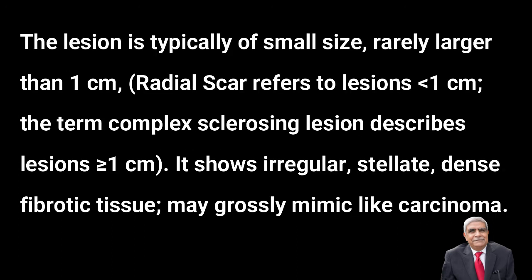Gross appearances. The lesion is typically of small size, rarely larger than 1 centimeter. Radial scar refers to lesions greater than 1 centimeter. The term complex sclerosing lesion describes lesions up to 1 centimeter. It shows irregular, stellate, dense fibrotic tissue, and may grossly mimic carcinoma.